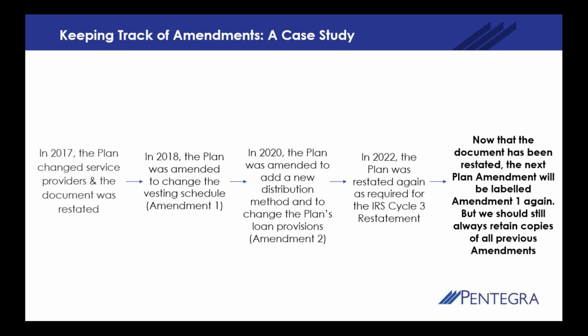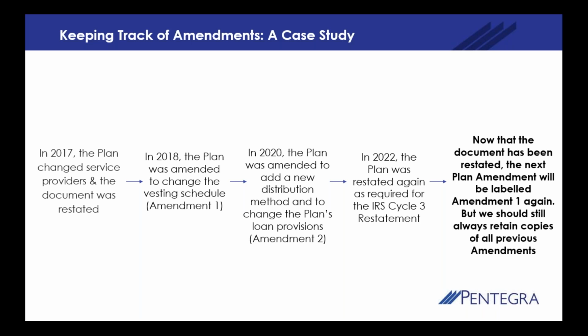And the reason is because the IRS restatement period is backward looking. So when we restated the document in 2022, it was for the restatement period that ran from August 1st, 2020 through July 31st, 2022. What that means is that these documents, these Cycle 3 documents, didn't take into consideration any changes that happened prior to 2020 or even the end of 2019.